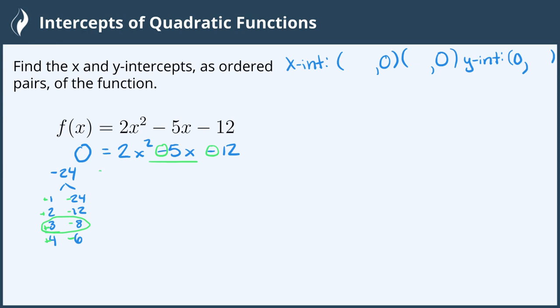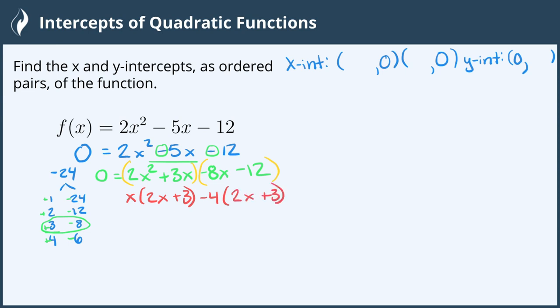So we replace that and we get 0 equals 2x squared plus 3x minus 8x, replacing the negative 5, minus 12. Then we factor by grouping. We group the first two and the last two, and we look for the greatest common factor in the first two, which is just an x. So we're left with 2x plus 3. And the greatest common factor of the next two is negative 4. So we'll factor that out and we get 2x plus 3.